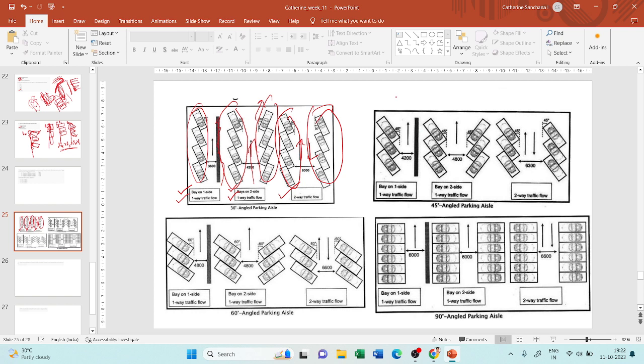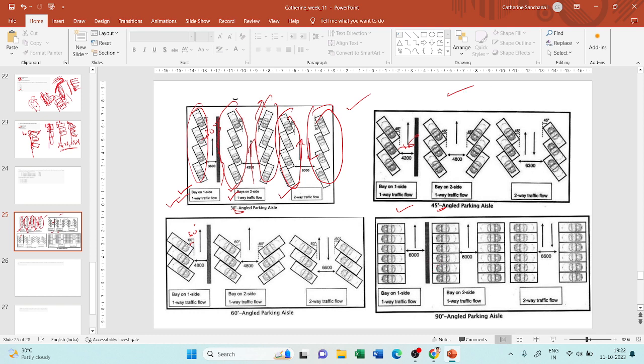So what is the difference between each of these figures? It is just the angle of parking. Okay, so here the angle of parking is 30 degrees. This angle is 30 degrees. Here it is 45 degrees. Here it is 60 degrees, and here it is 90 degrees. Right, 90.